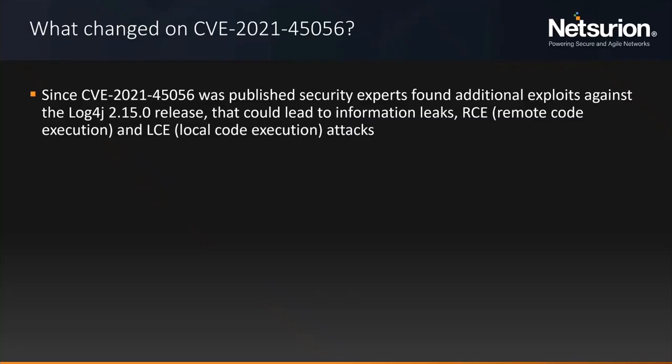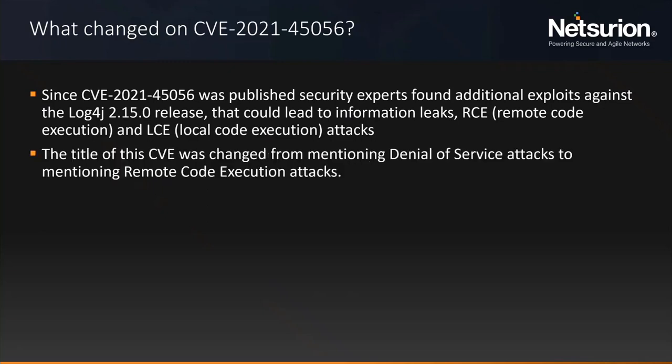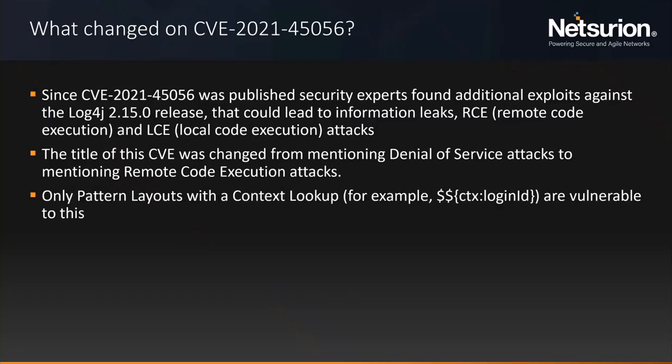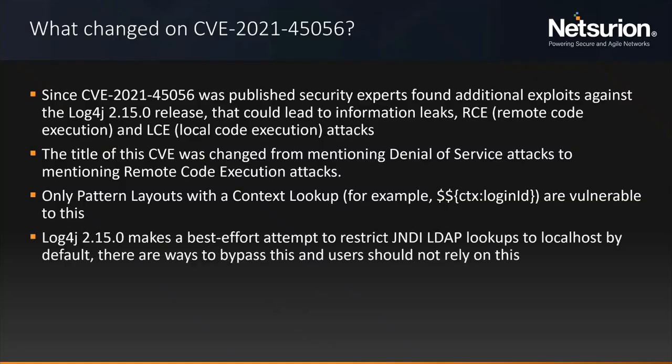The security experts that were testing this found additional exploits against 2.15 that could lead to not just information leaks, but also remote and local code execution. This is not something to be taken lightly. Originally, the CVE was thought to be around denial of service, but now this is really around remote code execution. This isn't a very common thing, and this can only occur if there are pattern layouts that have a context lookup. The example that's cited would be vulnerable to the fix that was provided in 2.15.